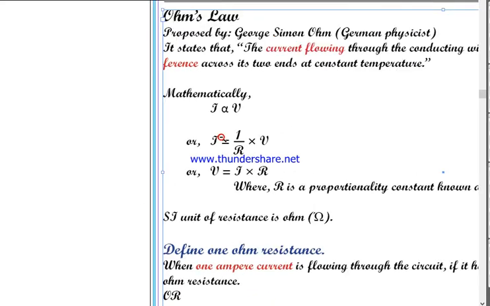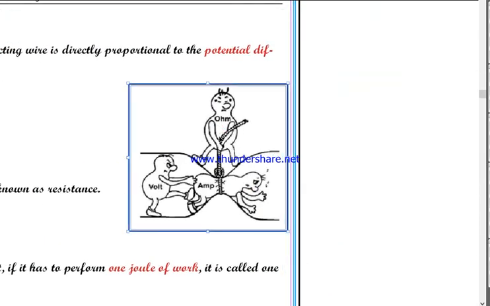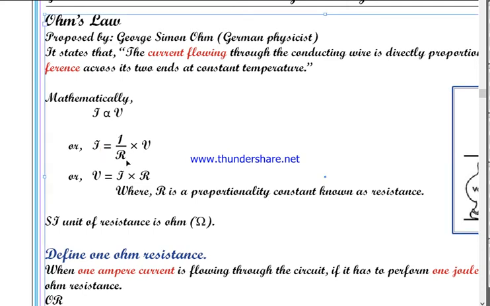Why is the inverse used? Because according to this diagram, if R increases, the current flow decreases. So there is an inverse relationship between I and R. Therefore, the proportionality constant is not taken as R, but it is taken as 1 upon R. So I equals 1 upon R into V.